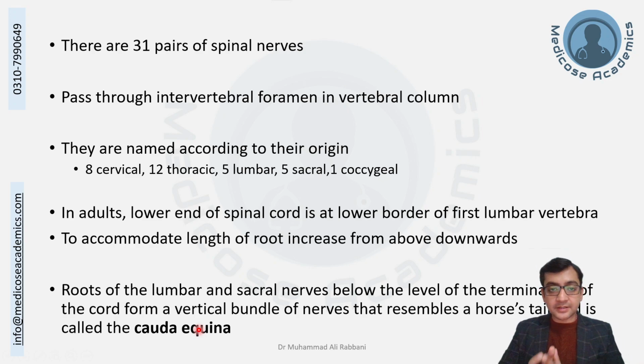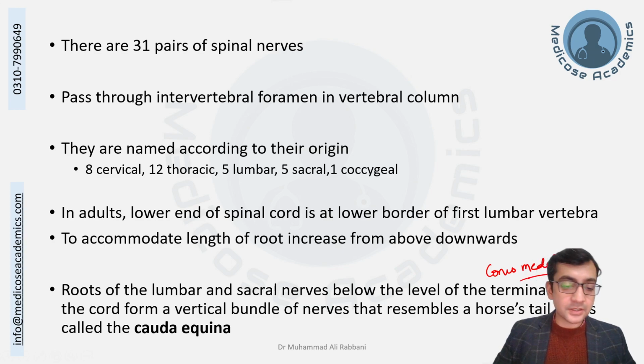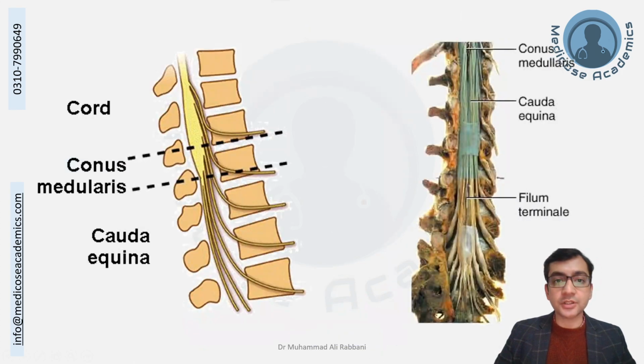These nerve fibers resembling the horse tail move from the termination of the cord. The termination of the cord is also known as conus medullaris. The conus medullaris is the terminal portion of the cord, and the nerves that move down from it are called cauda equina. So this is about the nerves. Here is an alternate picture shown to make you understand easily: the lower end conus medullaris, and the tuft of fibers going down, the cauda equina.